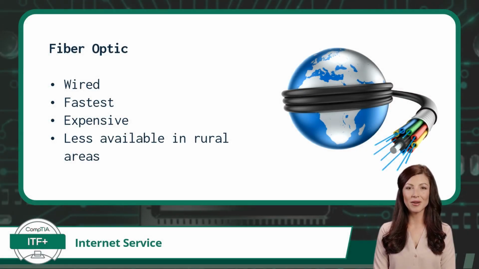Fiber optic is a type of wired internet connection that utilizes fiber optic cables to transmit data. It is considered one of the fastest and most reliable forms of internet connectivity available today. Fiber optic cables are made of thin strands of glass or plastic, known as optical fibers. These fibers are designed to transmit data using pulses of light.